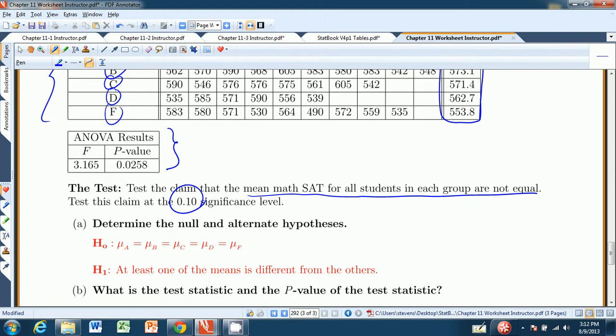The null and alternate hypotheses, these are consistent. For an ANOVA test, the null hypothesis is that all of the means are the same. And the alternate hypothesis is that at least one of the means is not the same as the others. It doesn't tell us which one's higher or lower, but it does say that one of them is different. They're not all the same.